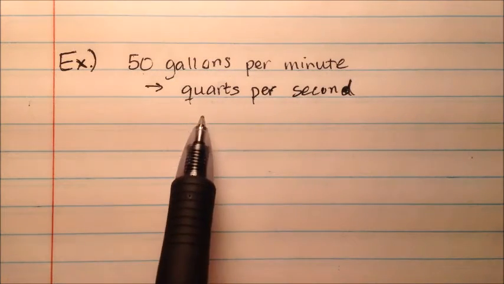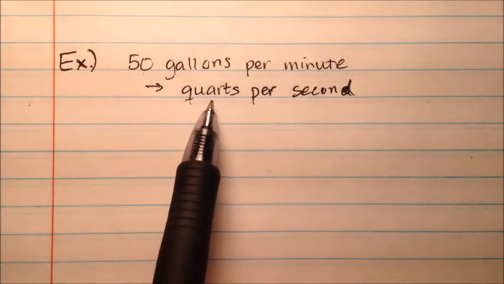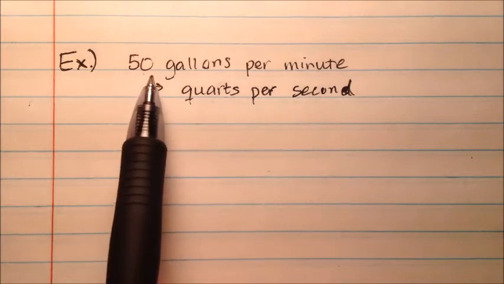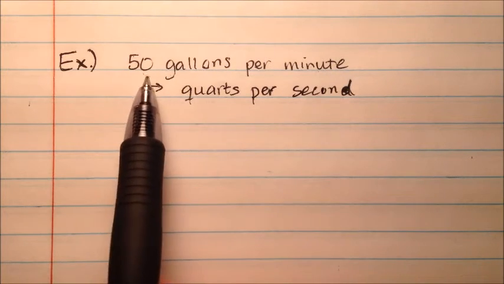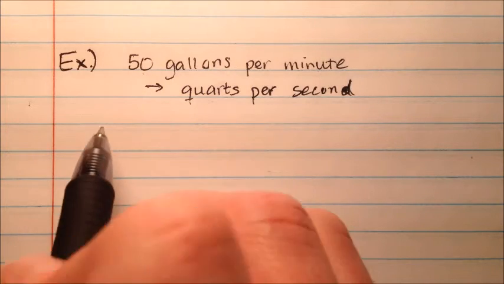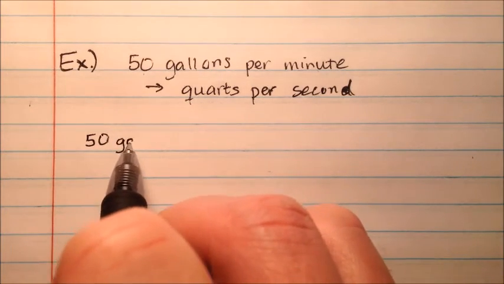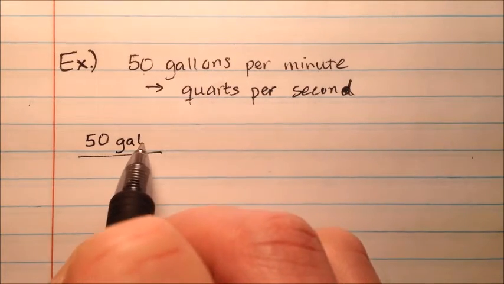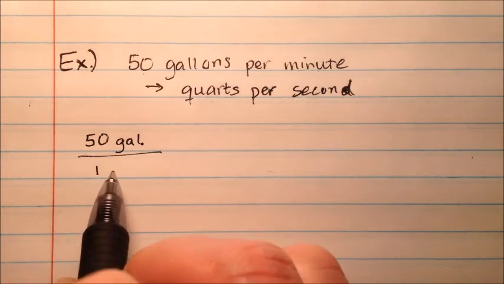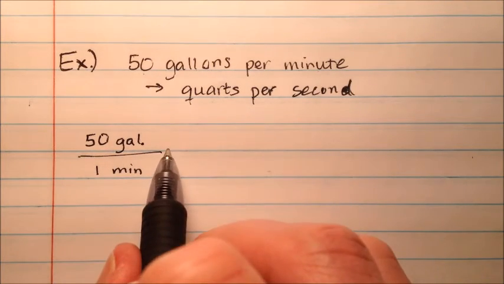In this second problem for converting rates, we're going to convert 50 gallons per minute to quarts per second. Maybe this is the flow rate in a pipe or something, but we have 50 gallons every minute. Let's take that to quarts per second. When we do this, we start with 50, and I'll abbreviate my gallons as GAL, and then over 1 minute, because it's 50 gallons for every 1 minute.